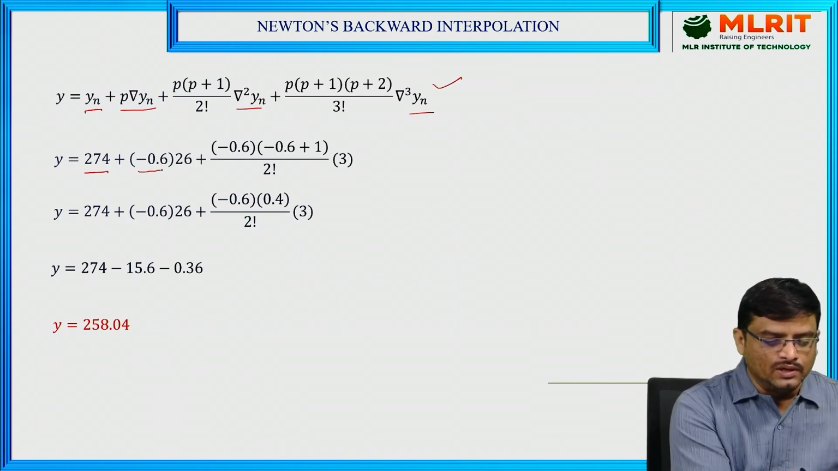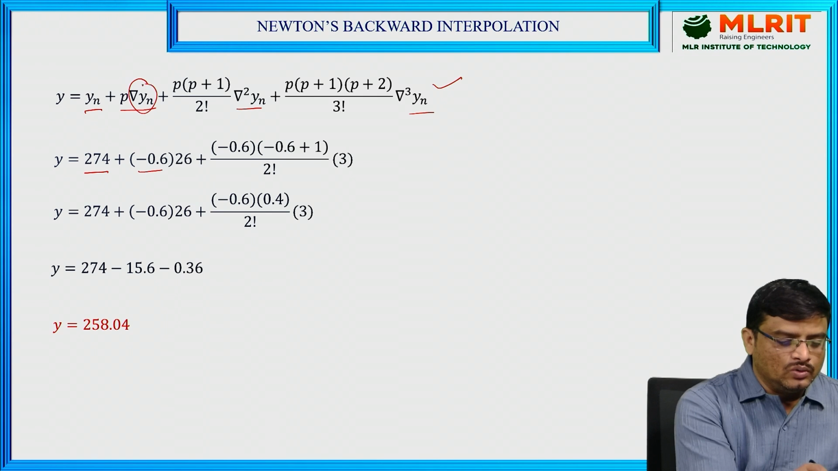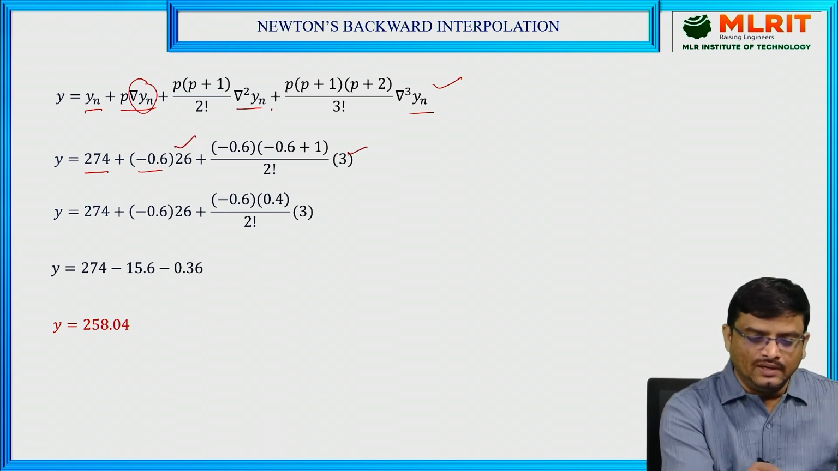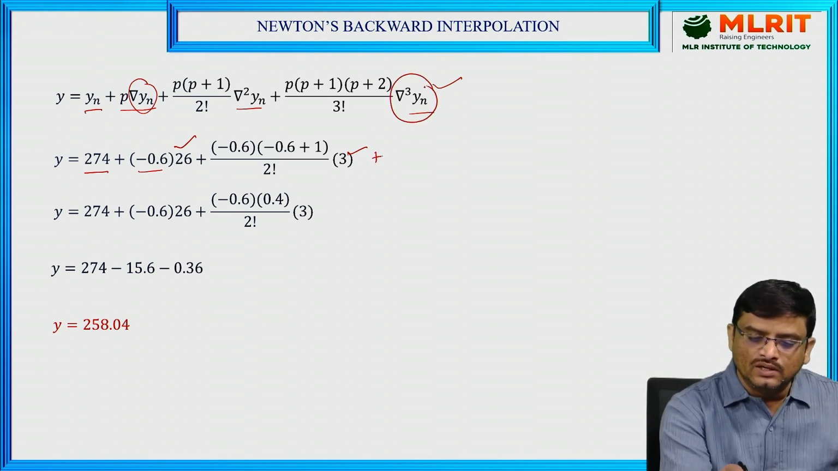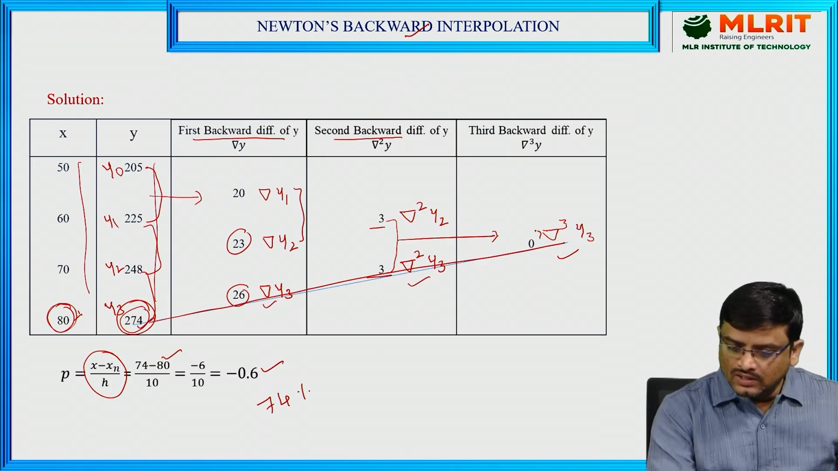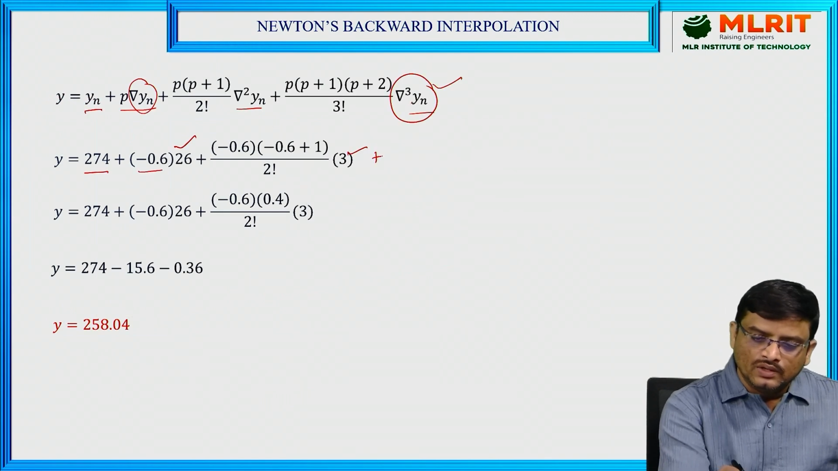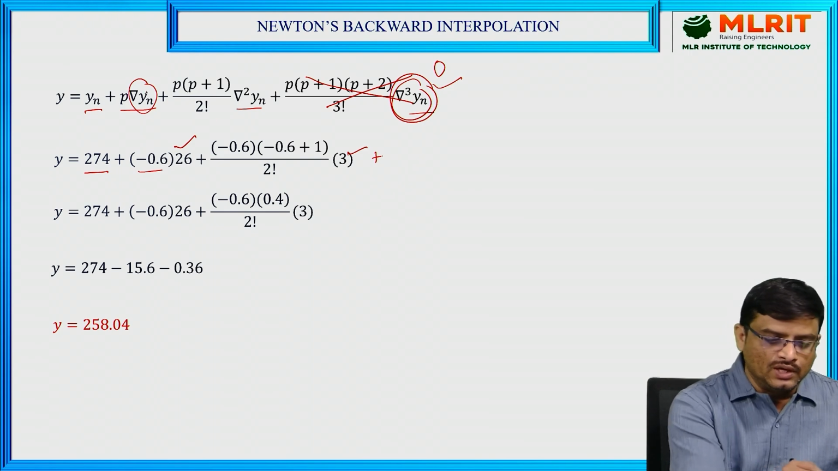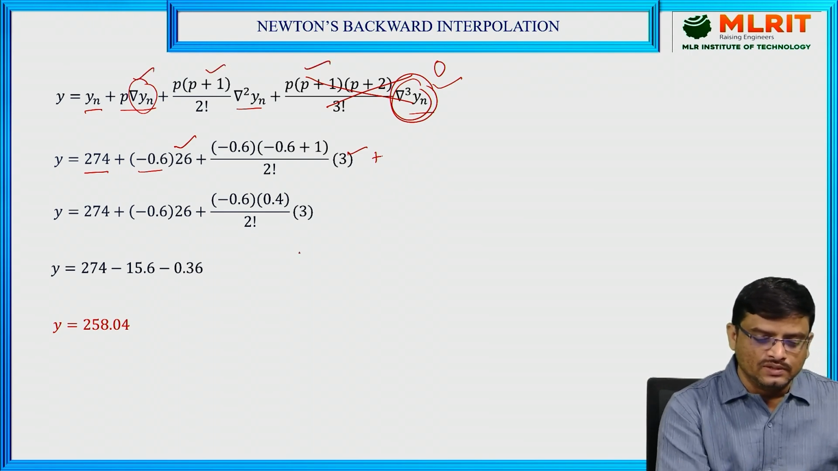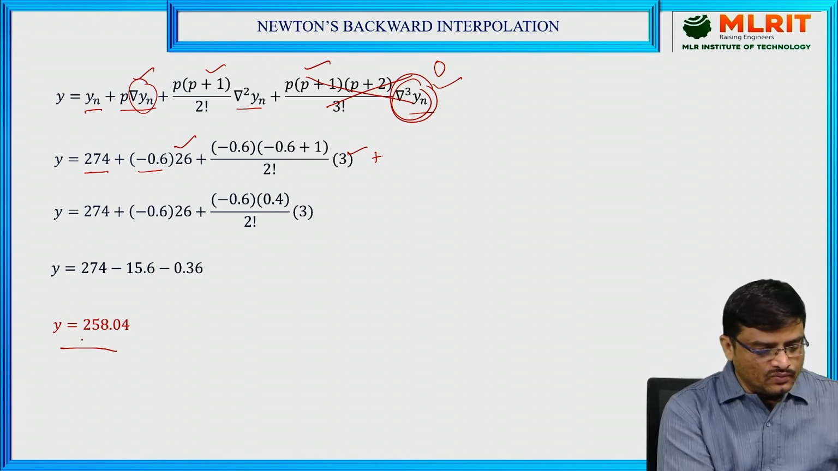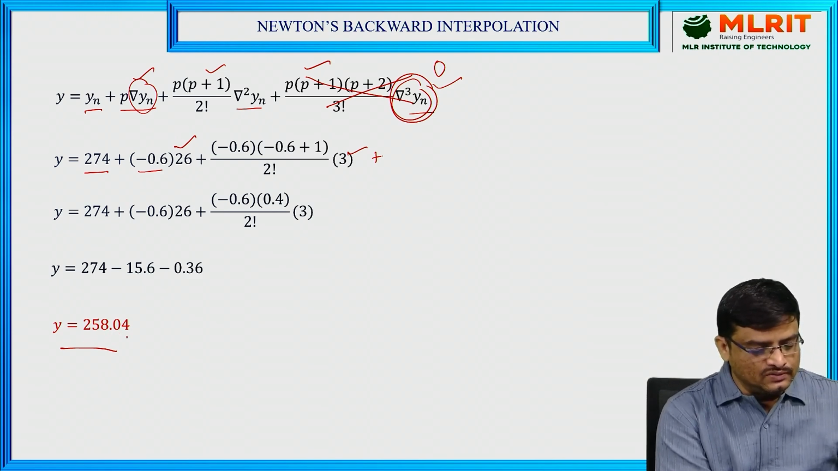274, the p value we got minus 0.6, del yn we got 26. The next one is del square yn, we got 3. No need to go to the next column here. In the table we got the del cube value equal to 0. 0 into anything is 0, so we can neglect this term whenever we get this value equal to 0. Now consider these three terms and simplify. Then we will get our required y value. Finally we get y equal to 258.04 degrees.